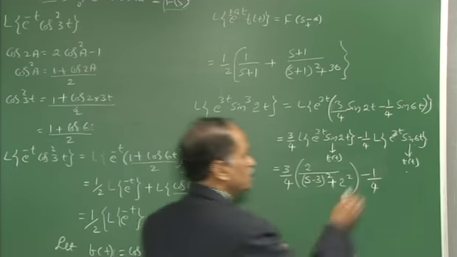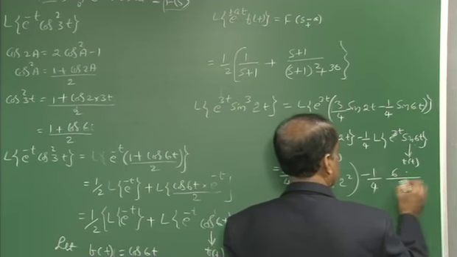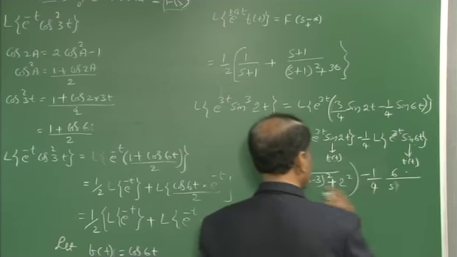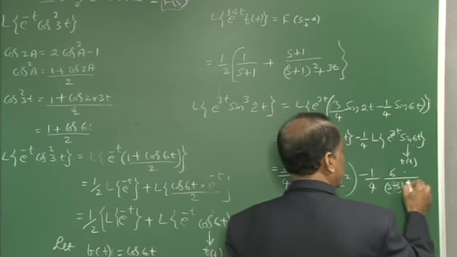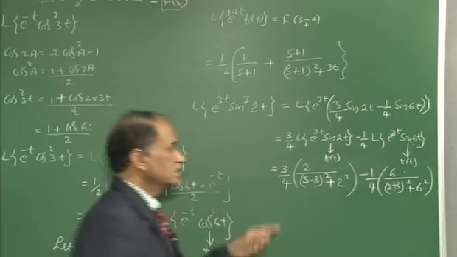What is that square? Here on the right side, that is 1 by 4 into 6 divided by s square, means s minus 3 whole square and plus 6 square. You can directly write that is equal to 36. So that is the result.